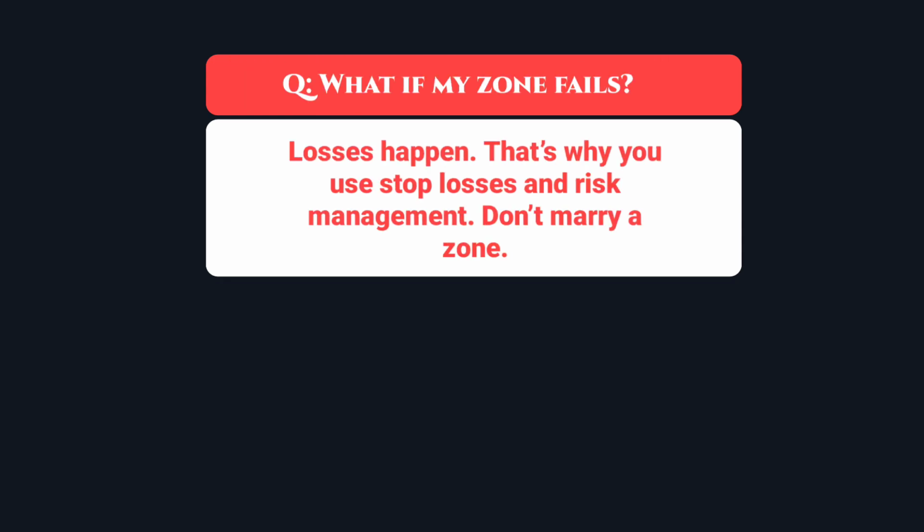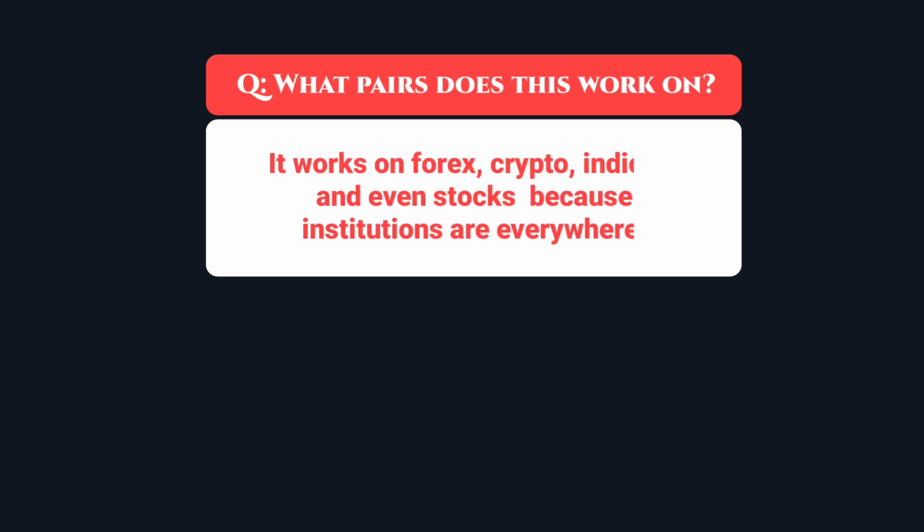Question: what if my zone fails? Answer: losses happen. That's why you use stop losses and risk management. Don't marry a zone. Question: what pairs does this work on? Answer: it works on Forex, crypto, indices, and even stocks, because institutions are everywhere.